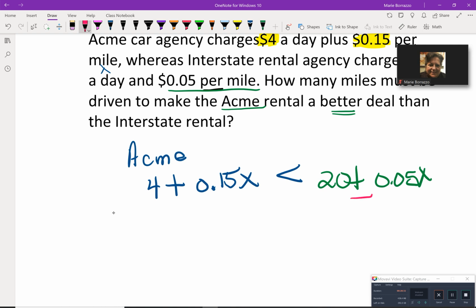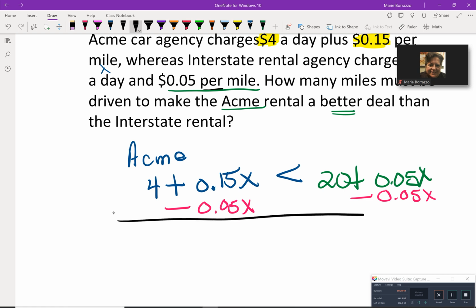So if I subtract the 0.05x and bring it over here, this is where I am thus far. So now I have 4 is less than, I'm sorry, I'm mathing very badly today, and that was a joke.